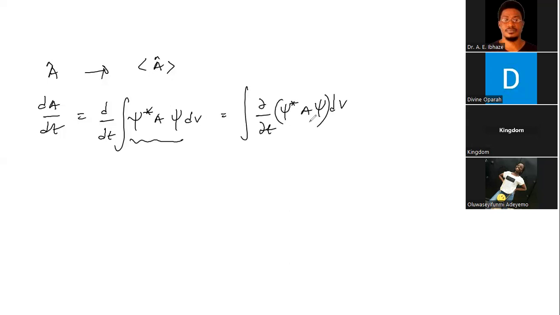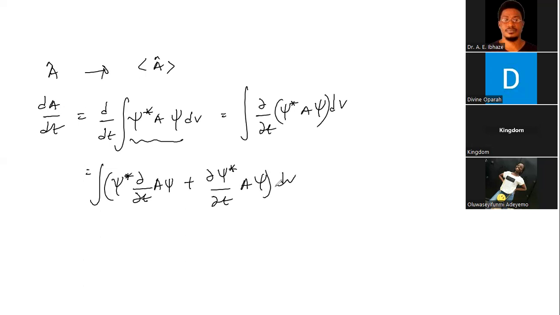Okay. And once we resolve this through product rule for what we have in the bracket, then we have, say, V dU plus U dV, so the conjugate of psi, d/dt of A psi, plus the psi conjugate, d/dt of A psi, dV.